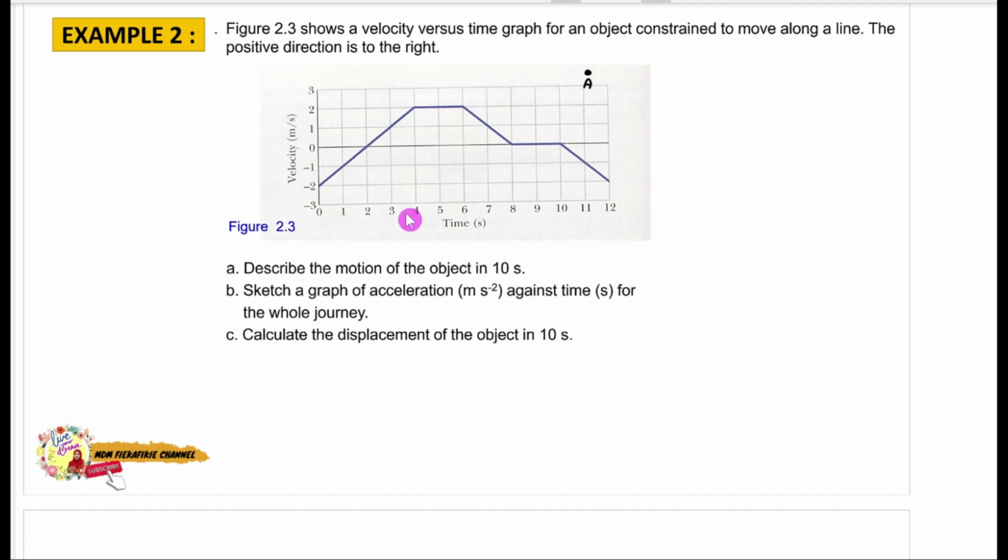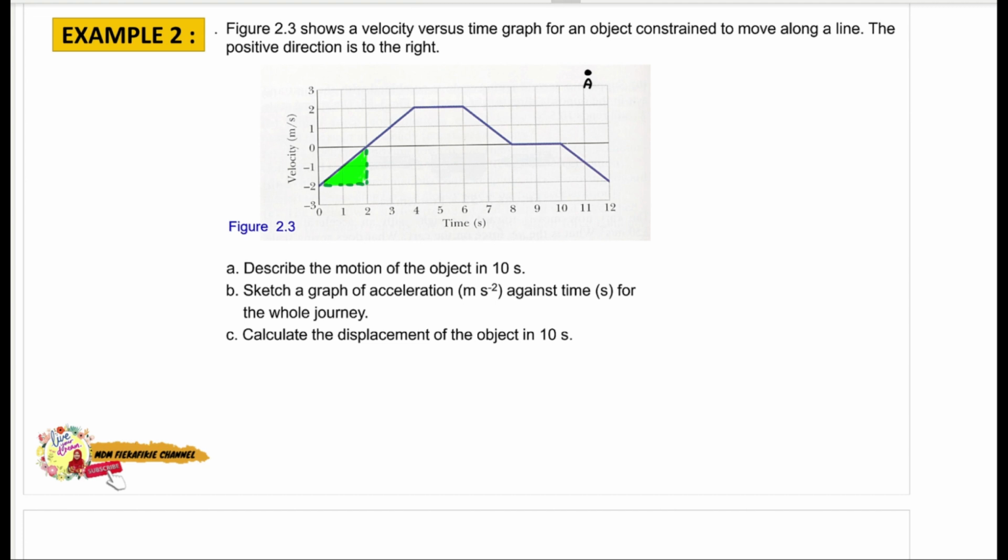Okay, tapi sejauh mana objek itu bergerak? Sejauh mana objek itu bergerak, kita boleh kira by considering the area under the graph. Look at here. Okay, we have the area under the graph. Kita boleh kira area under the graph ni kalau kita nak tahu objek itu bergerak sejauh mana.